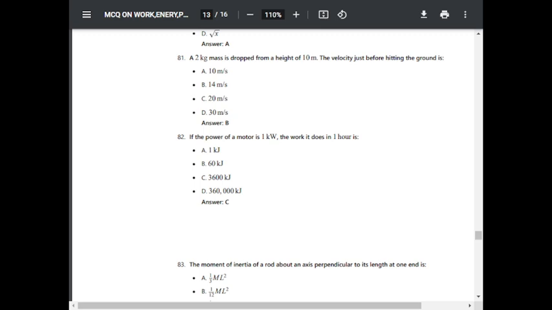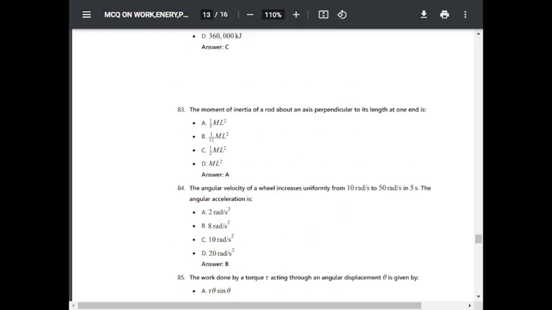Question number 82. If the power of a motor is 1 kilowatt, the work it does in 1 hour is: work done is equal to power into time. 1 hour is equal to 3600 seconds. So 1 kilowatt into 3600 is 3600 kilojoule. The correct answer will be 3600 kilojoule. Option C will be correct.